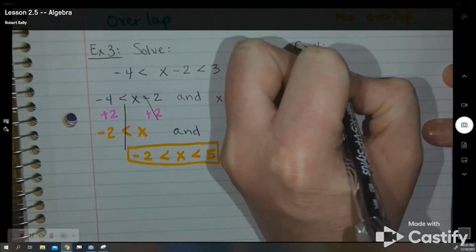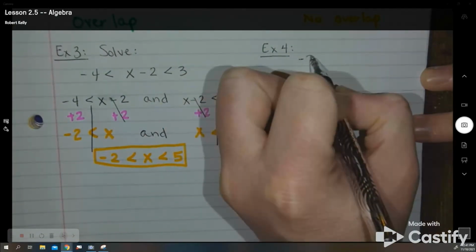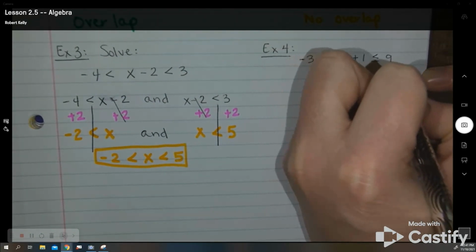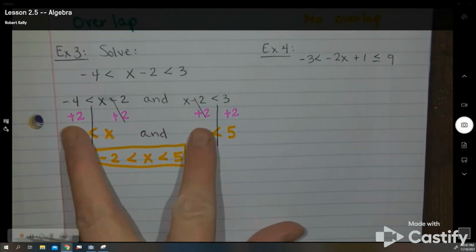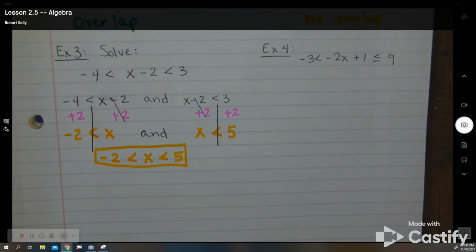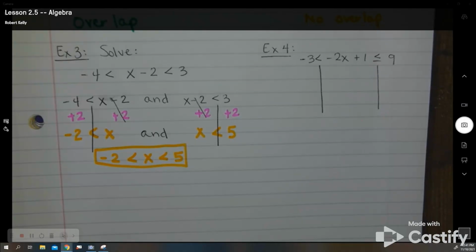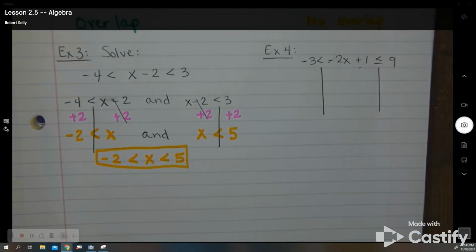For example 4, I have -3 is less than -2x plus 1, which is less than or equal to 9. So another way that I can solve a compound inequality that is an and inequality, instead of making two separate ones, I know there are some people who try to use as little space as possible. I can also just separate this into 3 columns. Now, remember when we're doing 3 columns, you're looking in the middle, and I'm saying, okay, goal is to get x by itself. I have to get rid of this plus 1. So I'm going to subtract 1.